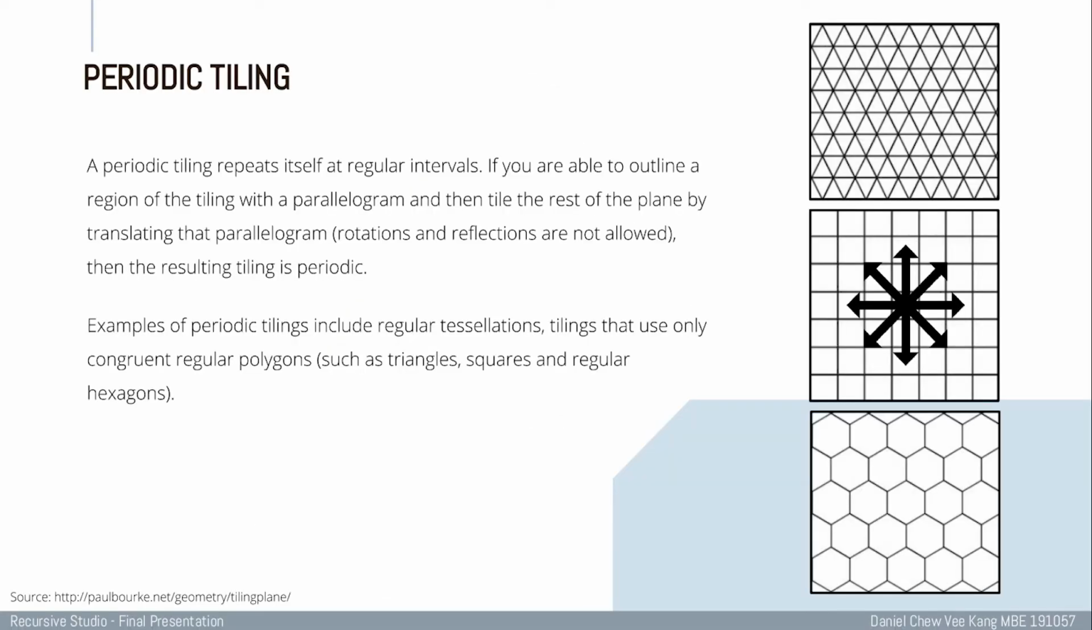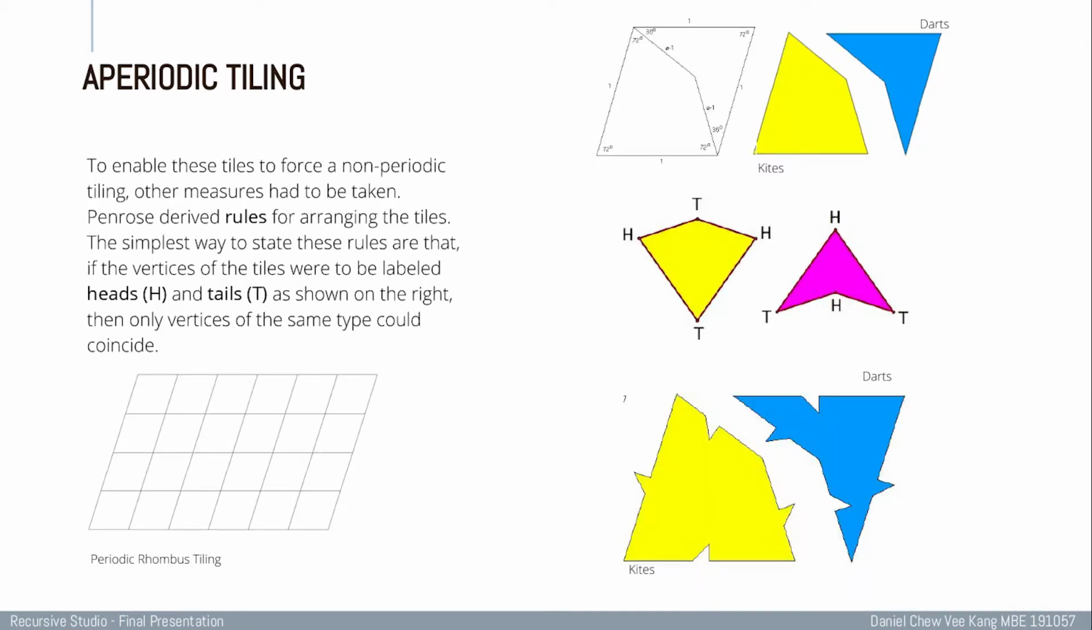Moving on, a periodic tiling is a tiling that repeats itself at regular intervals. Basically, if a shape can be translated in any direction and repeats itself, that is a periodic tiling. On the other hand, the Penrose pattern is an aperiodic tiling. Sir Roger Penrose derived rules for arranging the tiles. This heads and tails method will force a non-periodic tiling.